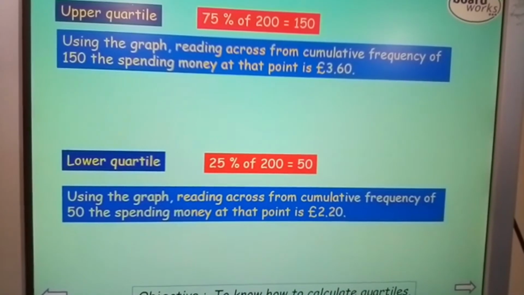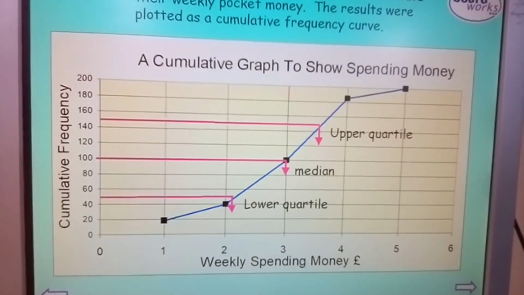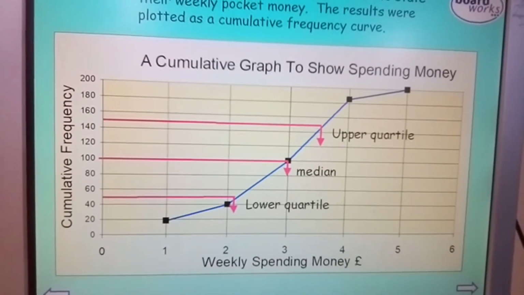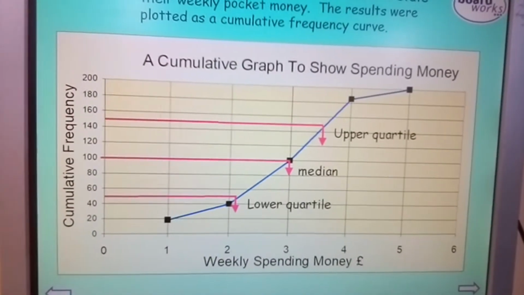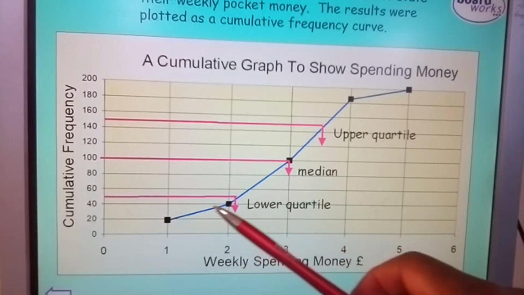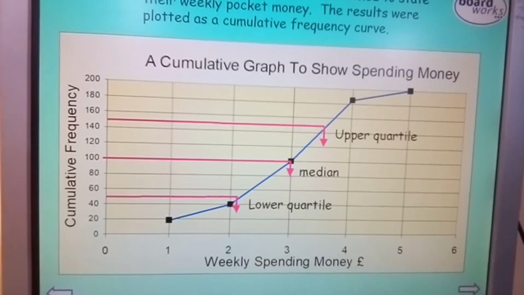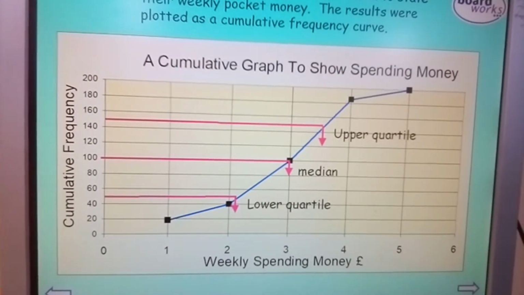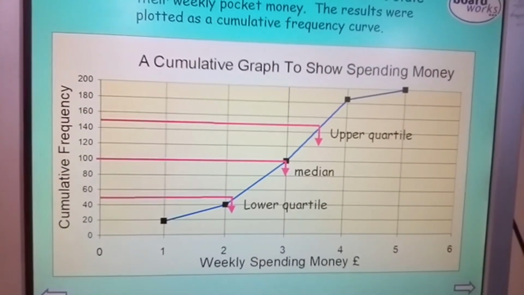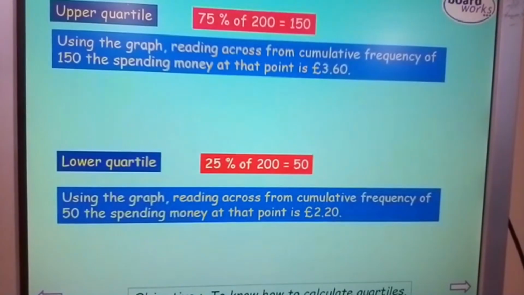Let's just have a look and see if we can come back on that. Okay. Yes, smack on exactly. Okay, here's your £2.20. Weekly spending money would be worth approximately £2.20, and it would follow on. Okay, 50. Good.